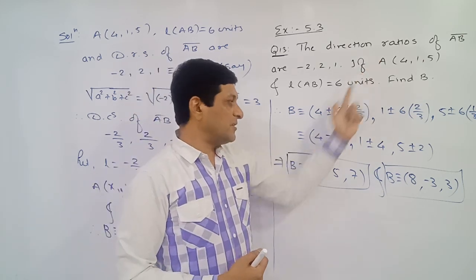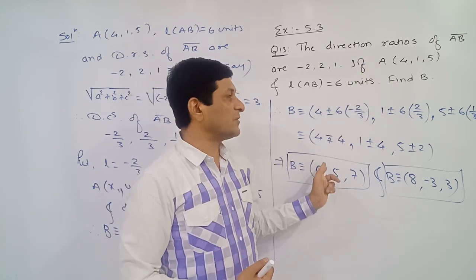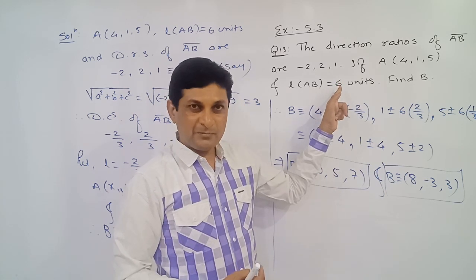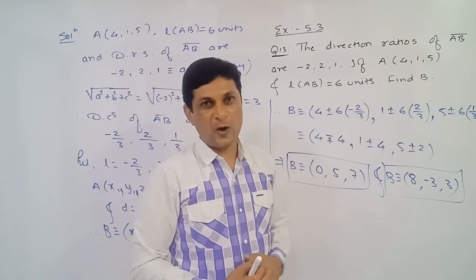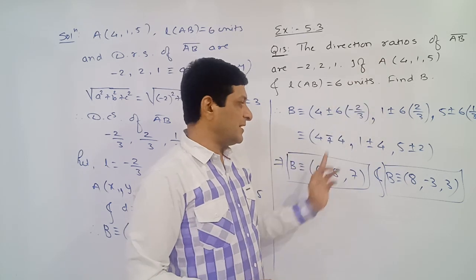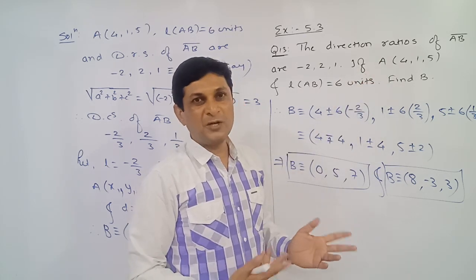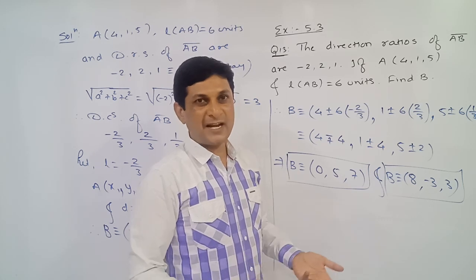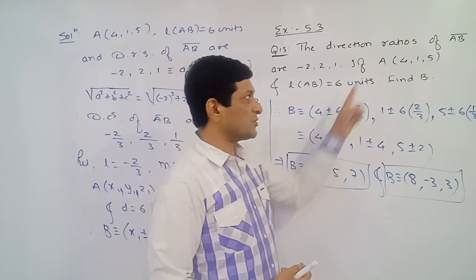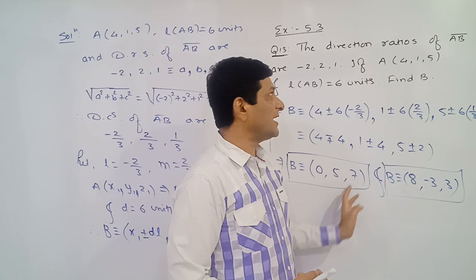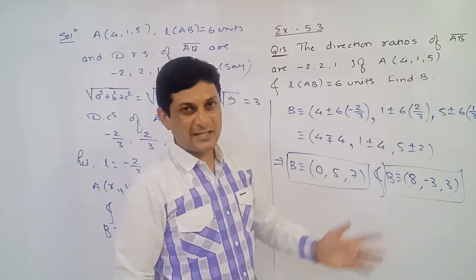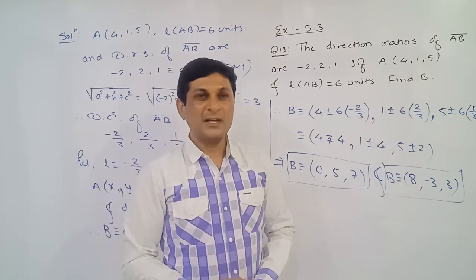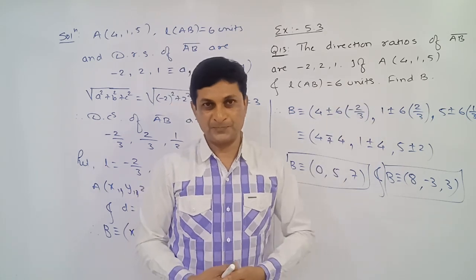Try to find out the distance between these 2 points and check whether you are getting the same value, 6 units, or not. And once the coordinates of 2 points are known to us, you are able to check whether these are the direction ratios of line AB or not. Direction ratios can be found out as what? X2 minus X1, Y2 minus Y1, and Z2 minus Z1. Applying that formula, you are able to find out direction ratios also.